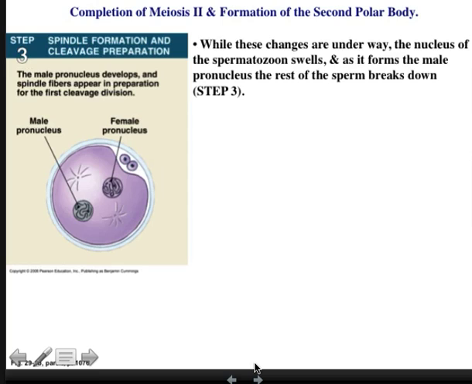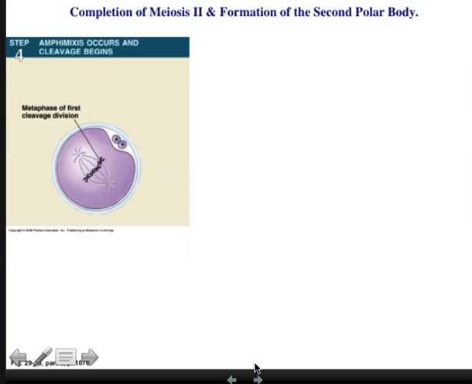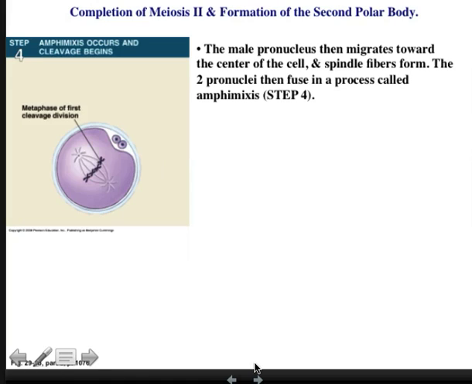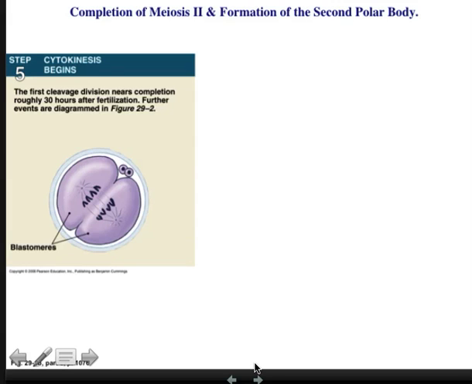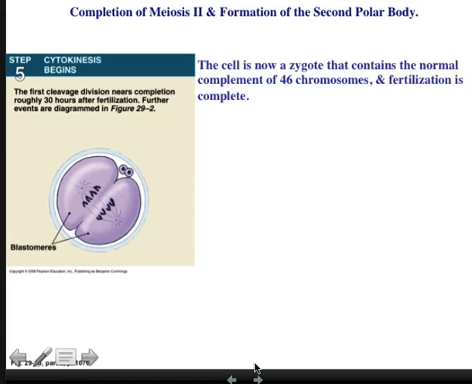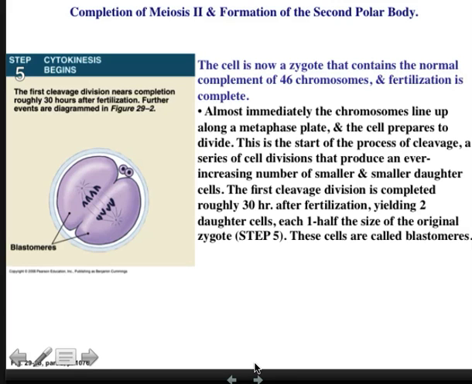While these changes are underway, the nucleus of the sperm swells as it forms the male pronucleus, and the rest of the sperm breaks down. And what's going to happen next is they're going to get together in a process called amphimixis. And at that point, what we've got is our first cell division, our first cleavage. Notice now that we have 46 chromosomes. We are lined up. We are ready now to begin the process of growth and development. The cell is now a zygote that contains the normal complement of 46 chromosomes, and fertilization is complete.